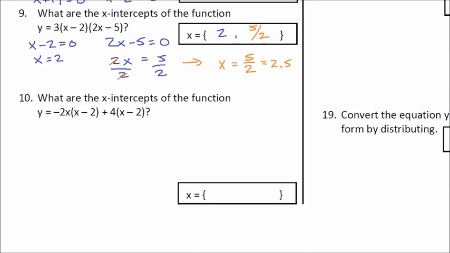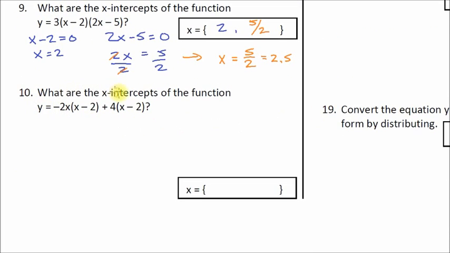Question number 10, last question on this video. What are the x-intercepts of the function y equals negative 2x times x minus 2 plus 4 times x minus 2? Now class, you cannot find the x-intercepts directly yet because this actually is not intercept form. It's good that we don't have a squared variable, but you see that like number 9, we don't have two binomials in parentheses with an a value in the front. We need to convert this to intercept form, and that's pretty easy to do because this just looks like the second step of a distribution problem.